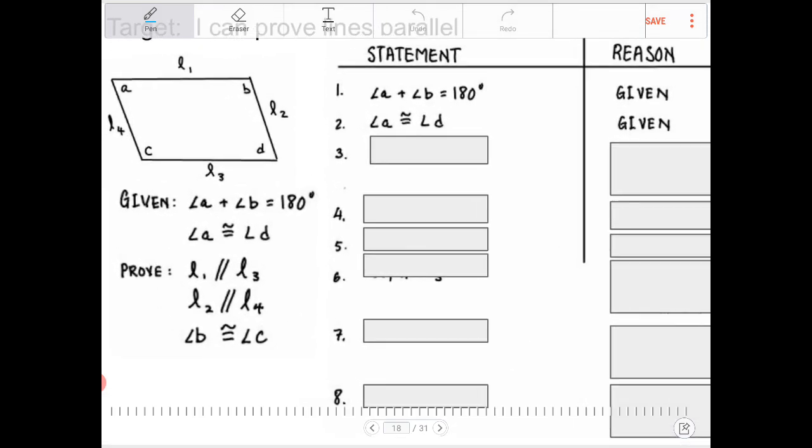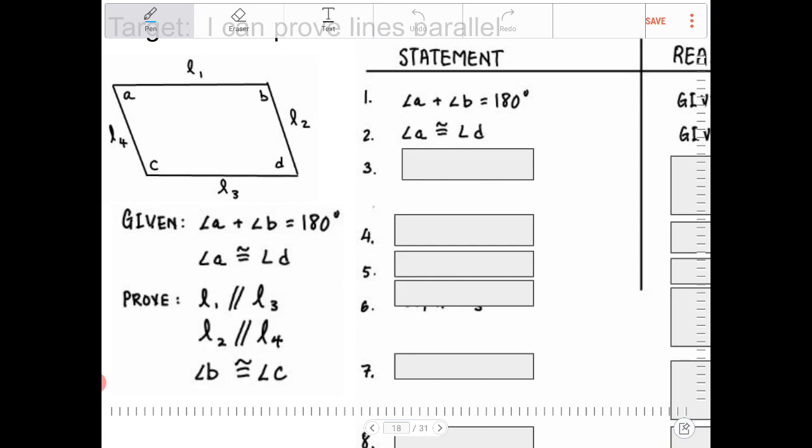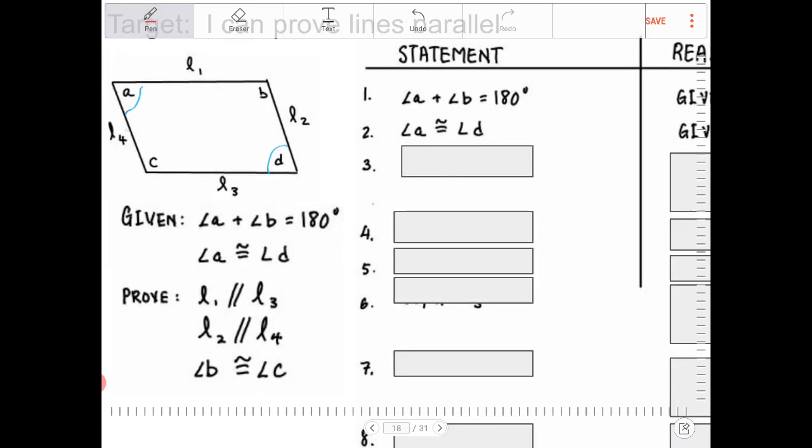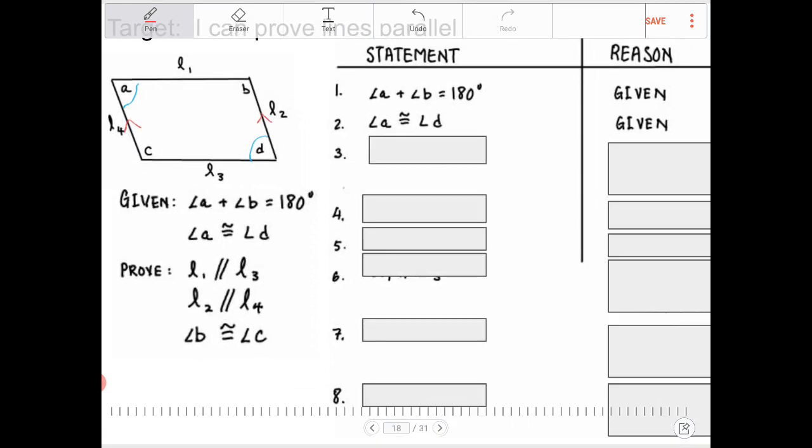I have A plus B is 180 degrees. Angle A is congruent to angle D, so these angles are congruent. And if I know that A and B are supplementary and they're consecutive interior angles, so therefore I can say line 4 and line 2 are going to be parallel as a result of that. This is just a conclusion that I can draw. And actually, you know what? I am going to put that in red to indicate that that is a conclusion that's drawn after understanding the givens.